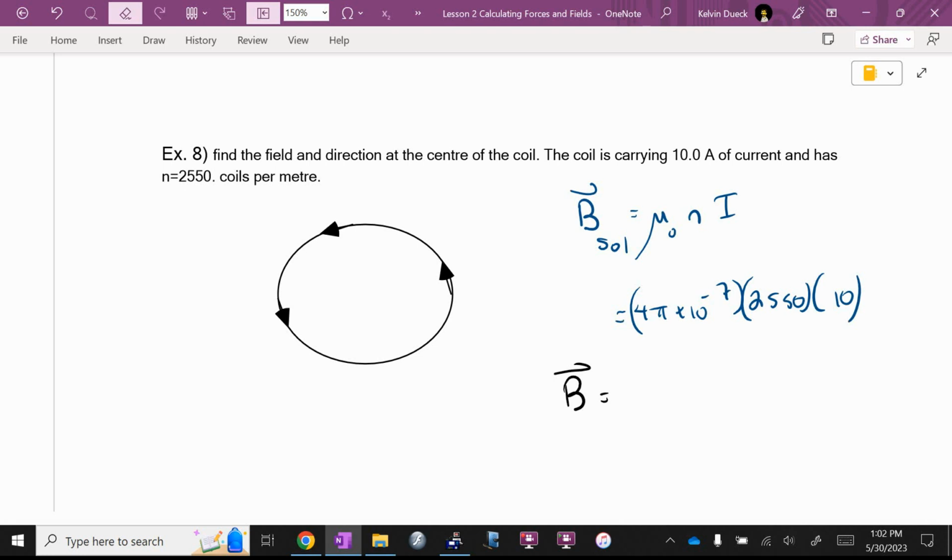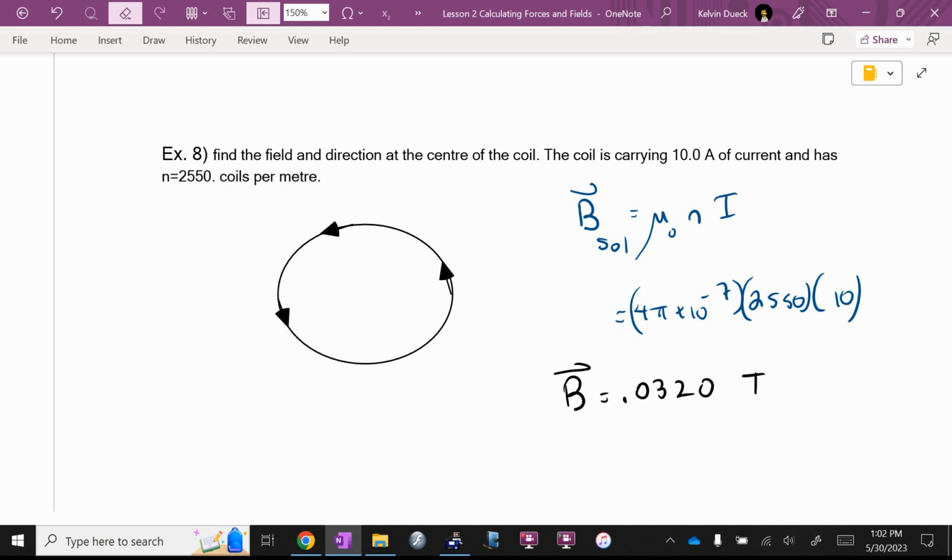What'd you get for a magnitude, Kyle? 0.032. I'll give it to you with 3 sig figs: 0.0320 Teslas. Direction. So now you imagine holding the solenoid.